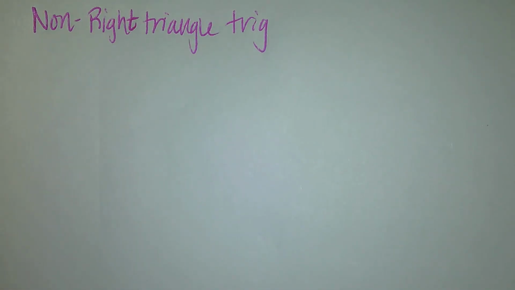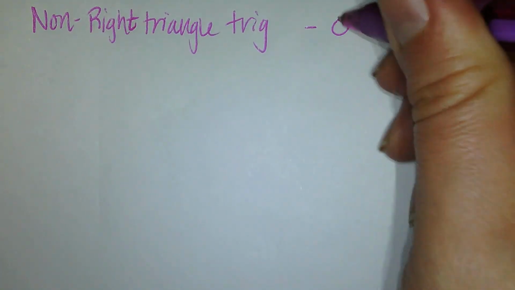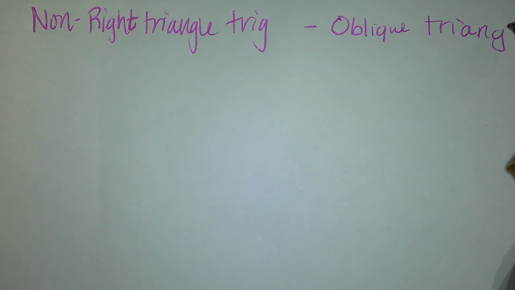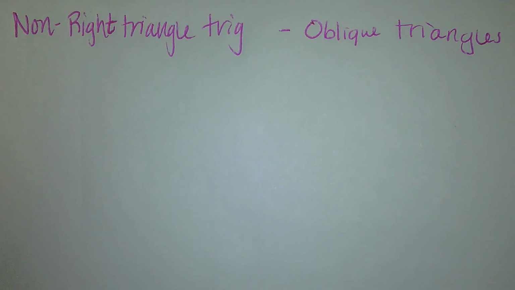Okay, so we're going to talk about non-right triangle trig, because essentially everything you've done with trig has involved a right triangle. So what are we talking about? We are talking about solving oblique triangles, which are triangles without a right angle.